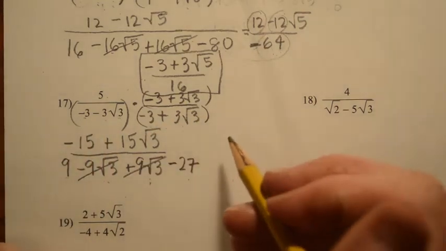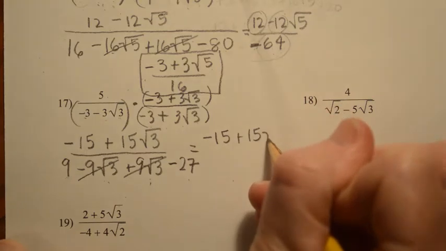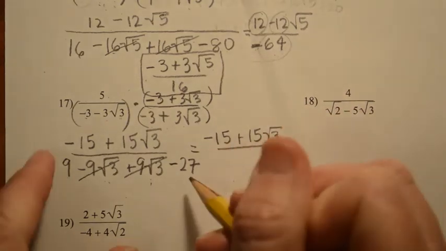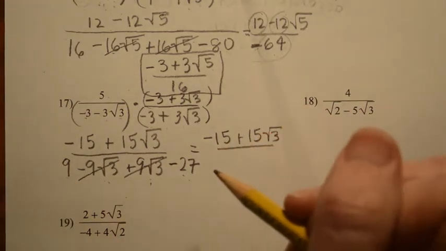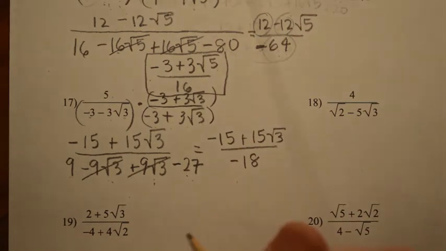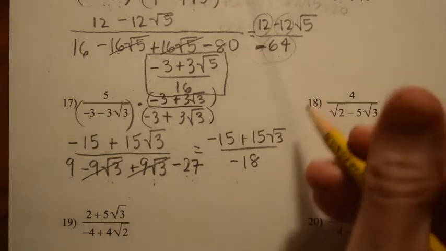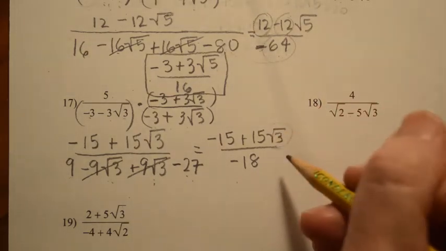All right. So in the numerator, we've got negative 15 plus 15 root 3. And then in the denominator, we've got 9 minus 27, which is going to give us negative 18. All right, we've removed the radicals from the denominator, or singular radical. This cannot be simplified any further.